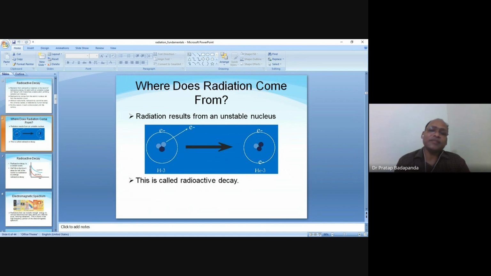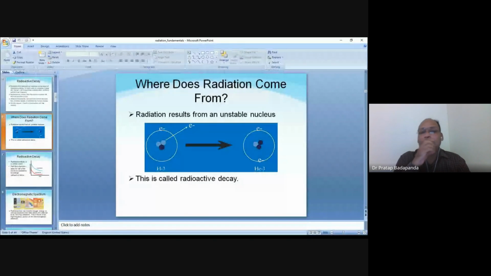How does radiation happen? If you see this particular picture on your screen, you can see how radiation takes place. Radiation results from an unstable nucleus. See that H3. This is tritium. Inside it, one electron is there, one proton is there, and two neutrons are there, right? You know that hydrogen has one electron and one proton. The deep blue mark is your proton, and the two light blue circles are your neutrons.